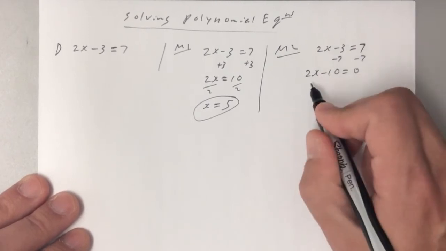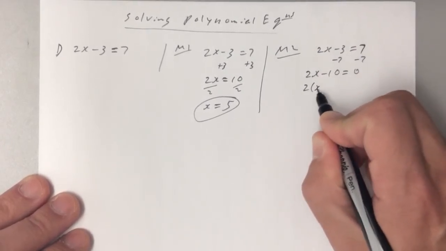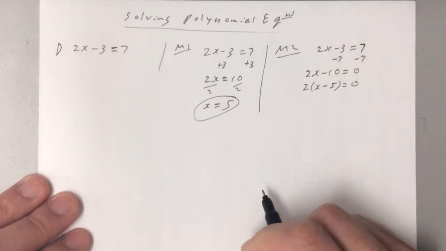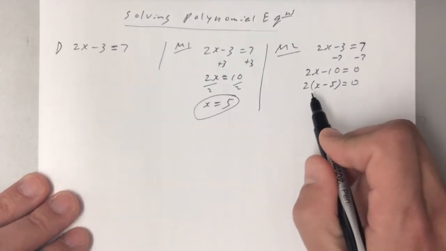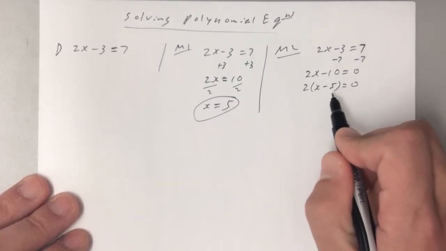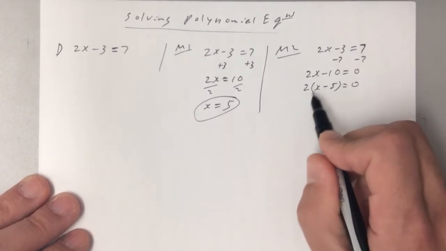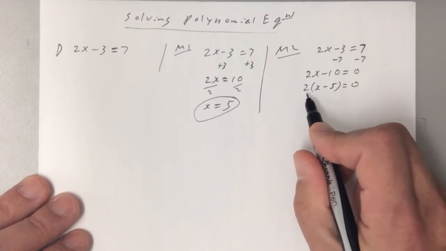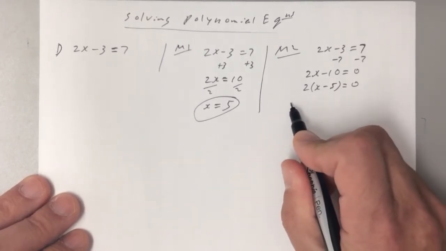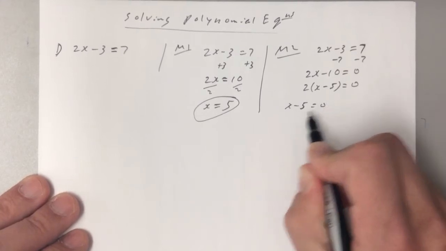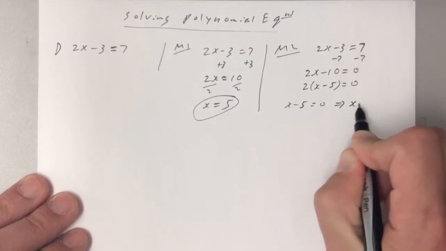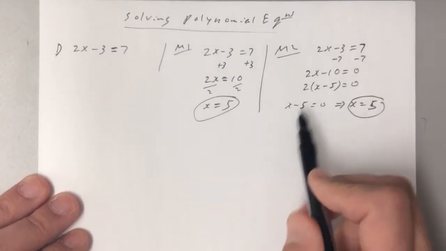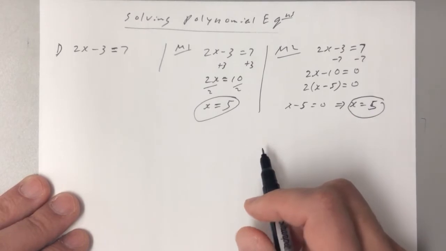So at this point we're going to factor this. I'm going to factor a 2 out, and I get 2 times (x minus 5) equals 0. Now when is this true? When does 2 times (x minus 5) equal 0? Well, it's when one of 2 equals 0 or x minus 5 equals 0. 2 will never equal 0, but x minus 5 equals 0 implies x equals 5. Okay, same solution as here, so we're looking at it in factored form.